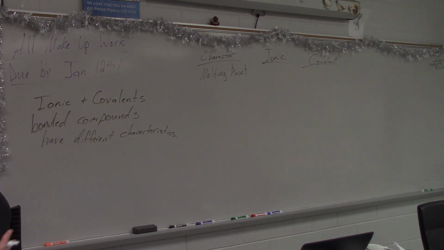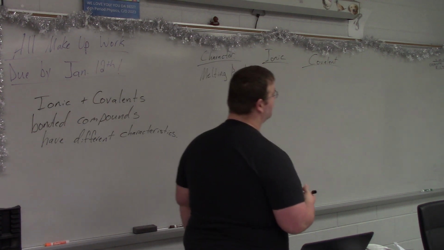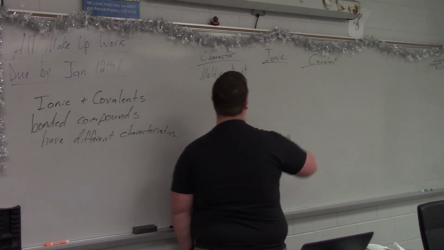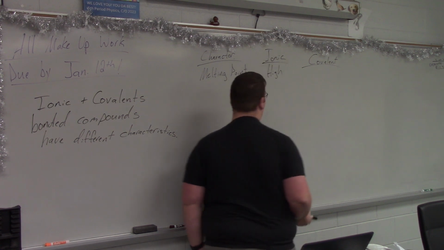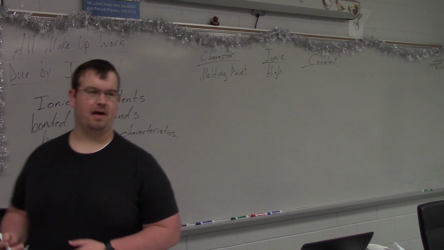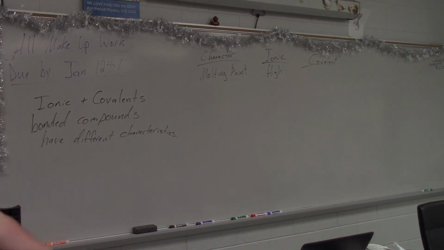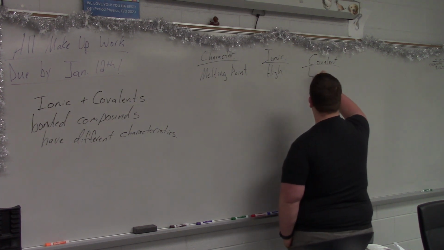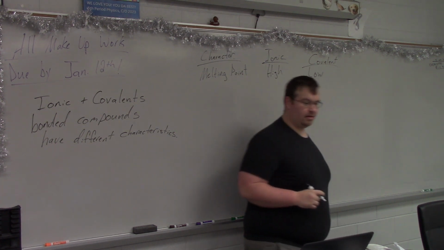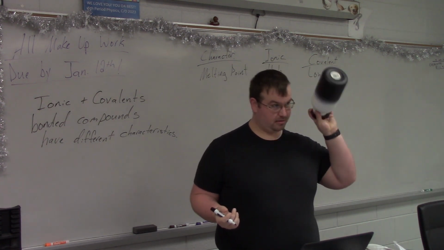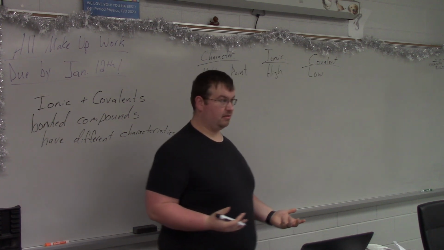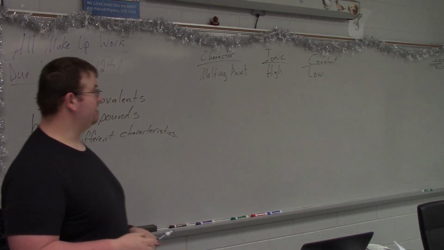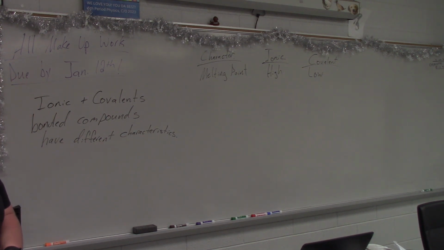When you look at melting point, ionic bonded substances have high melting points. A perfect example is the first ionic compound that probably comes to people's minds, sodium chloride. I cannot get salt hot enough in this room with all the equipment I have for it to melt. That's how high its melting point is. Covalent bonds have low melting points. A perfect example is what everybody needs to drink: water. Water is covalent, so it has a low melting point.